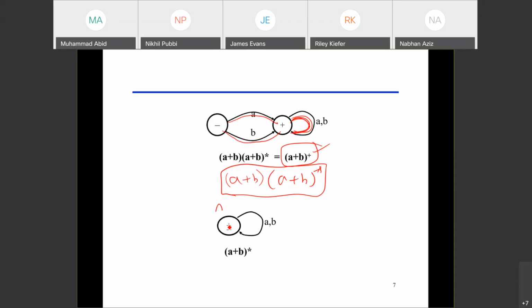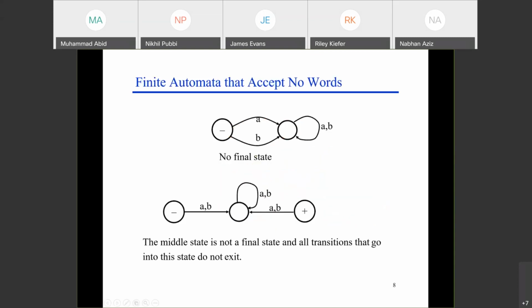Okay. But other than that, you can have a loop here of A or B. It means you can have as many A's and as many B's. So this is equal to (A+B)*. And this is a valid FA because it has one start state, it has a final state, and it is taking care of all transitions letter by letter. So this is a valid FA, and this is the regular expression of that. So this is good. Now, an FA that accepts no words. My question for you: is this a valid FA or not?